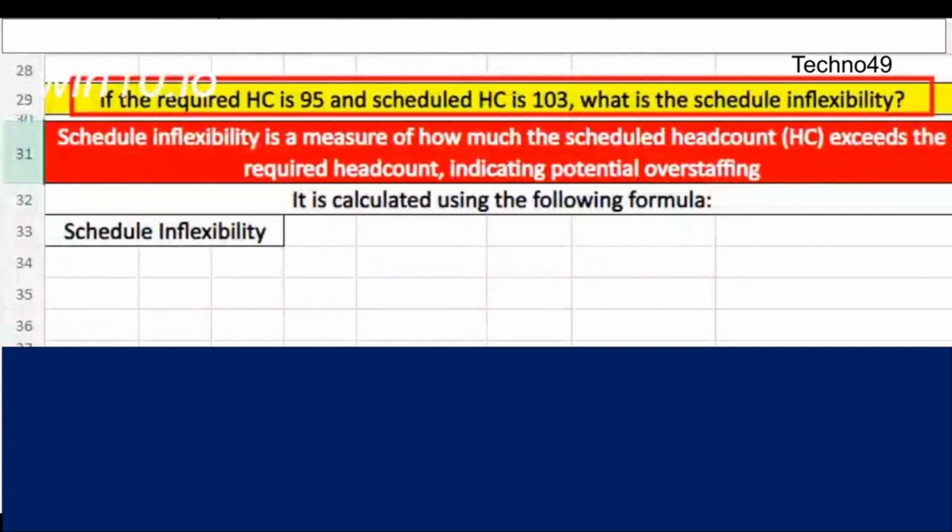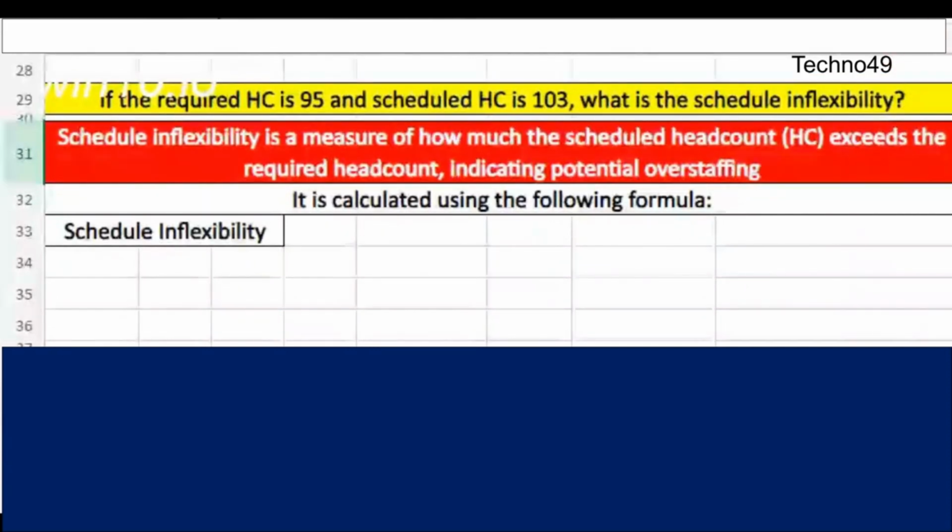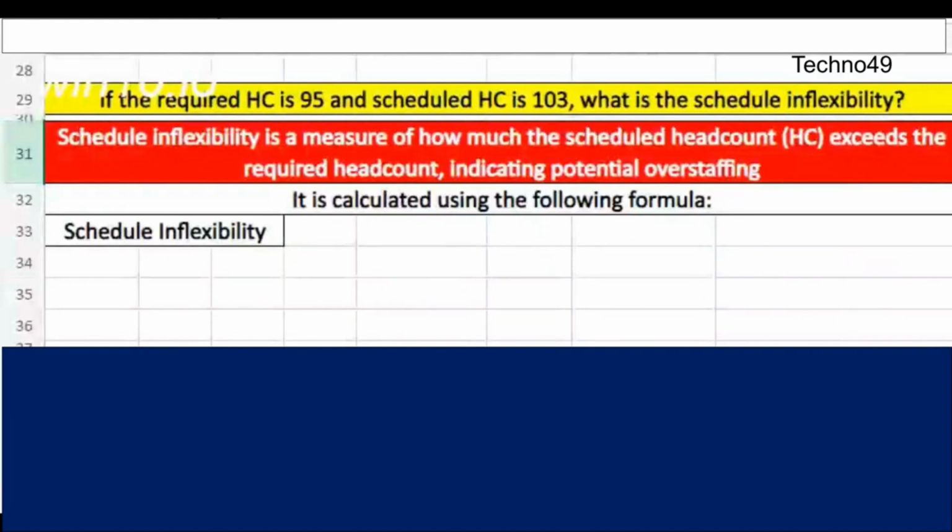First of all, we need to understand what schedule inflexibility is. Schedule inflexibility is a measure of how much the scheduled head count exceeds the required head count, indicating potential overstaffing. So it means that if I just want to schedule 10 agents as per the requirement, and I have scheduled more agents than required.